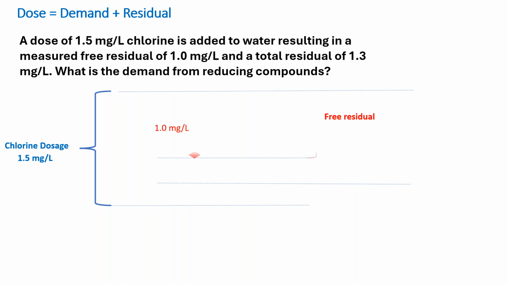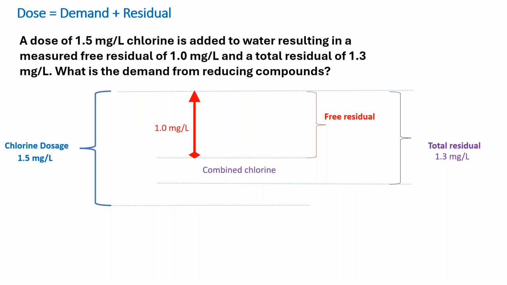If we analyze this, we have a portion of that 1.5 milligrams per liter dosage. The dosage is shown on the left-hand side of your screen. A portion of that consists of free residual. Another portion is going to consist of the combined chlorine, and we know how much that is because we are also given the total chlorine residual.